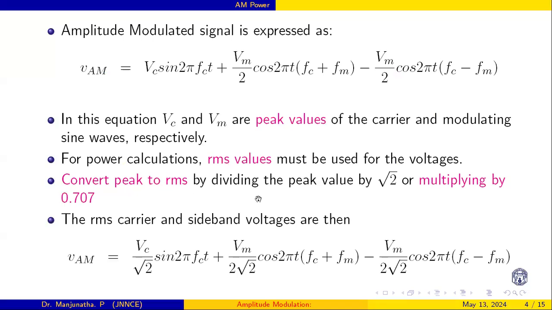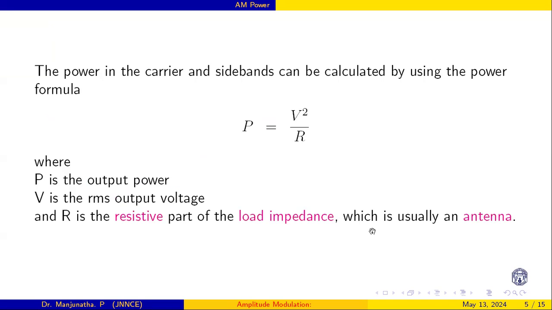To convert peak to RMS, we divide by root 2, or multiply by 0.707. So that's why I convert this into RMS value. That is Vc by root 2 sin 2π fc t, Vm by 2 root 2 cos 2π (fc plus fm) t, and similarly Vm by 2 root 2 for the lower sideband.